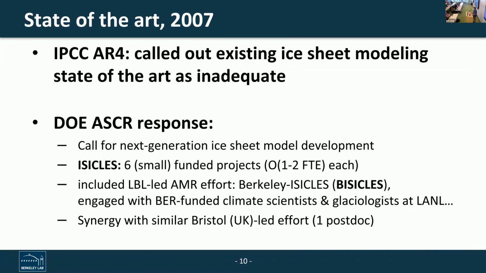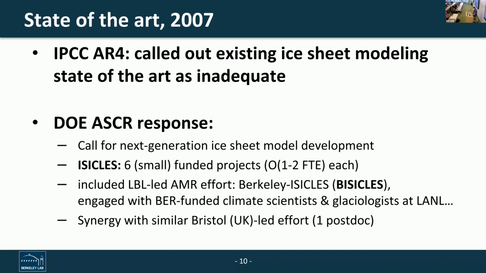The state of the art back in 2007 was that the IPCC report called out the ice sheet modeling and said this is not going to cut it. The models were very coarse, and they weren't able to match what we were already observing. And so DOE looked at that and said, well, we can help with this. We have a lot of experience building models of all sorts of important physical phenomena, and we can help put together this next generation of ice sheet models.